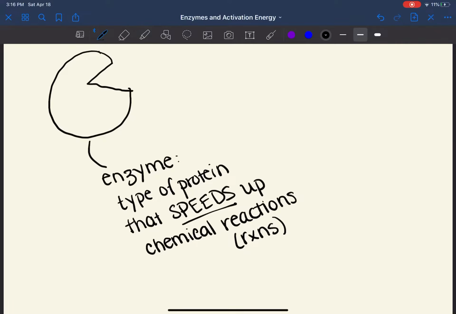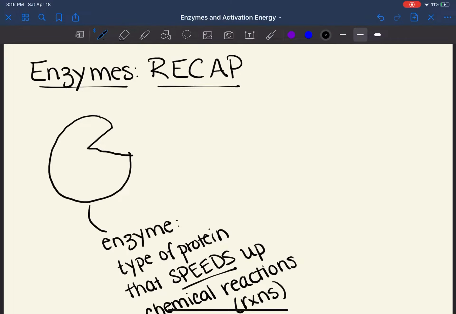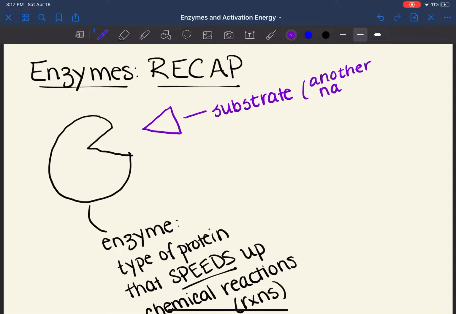Okay? So here we have our enzyme. You'll notice that an enzyme has to act on a molecule. So we called this molecule a substrate. A substrate is just another name for a molecule. So remember, we're speaking in enzyme language right now. We're going to be using a lot of scientific language. So a substrate is just another name for a molecule.